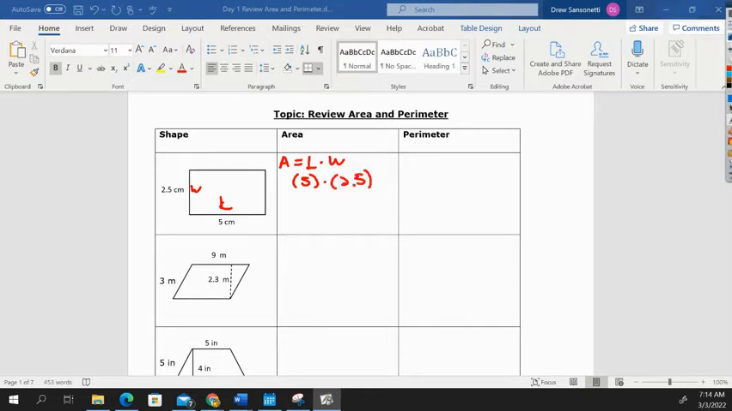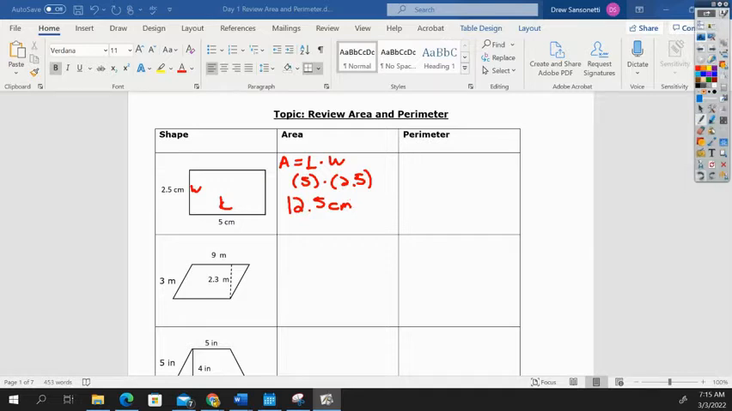And if we type 5 times 2.5 into our calculators, we get 12.5. Now, it's important every time you solve a problem with area, you need to make sure you label it correctly. When it's an area problem, we're going to say centimeters squared. And that means there's 12 and a half little centimeter long squares inside of it.